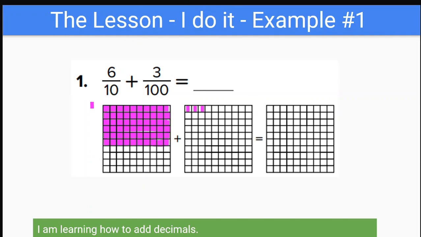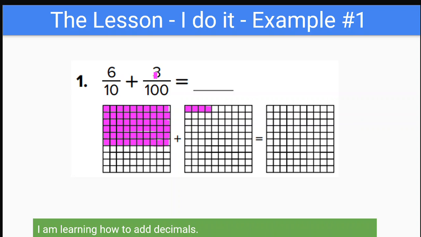Okay, and if we were to write this in the grids right here, if we were to model it, we have 6/10. Well, that would be 6 groups of 10 here. There's 10 rows going across. I've shaded in 6 of them. Then this says 3/100. Well, this grid is divided up into 100 parts, and I've shaded 3 of them, 1, 2, 3. Now they want to know how much this is together. Well, 6/10 is really 60/100, right? You can count them if you want.